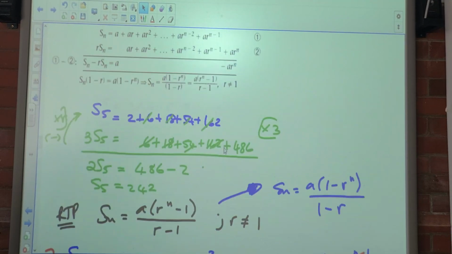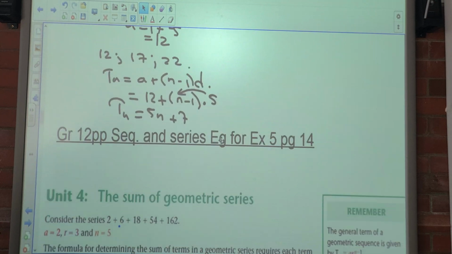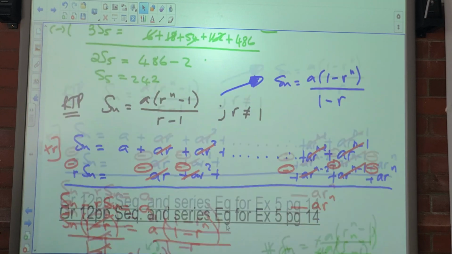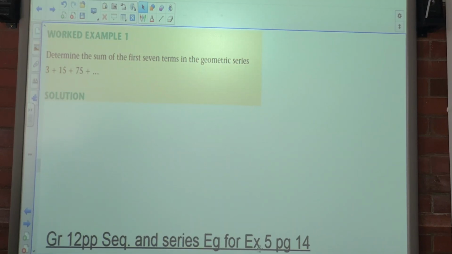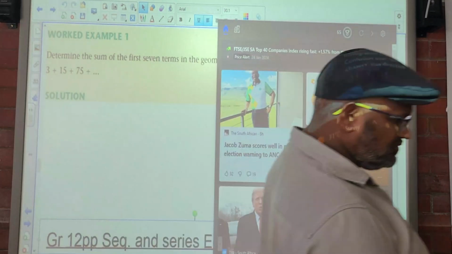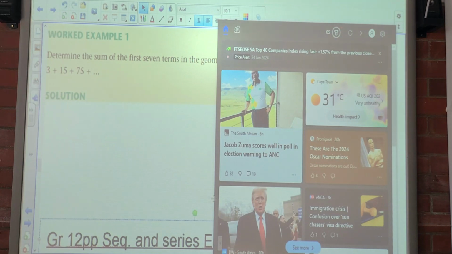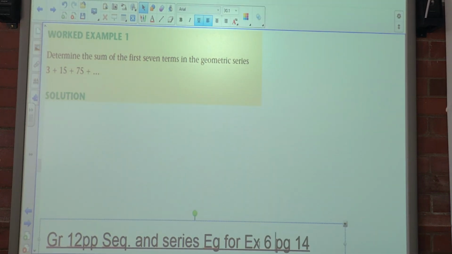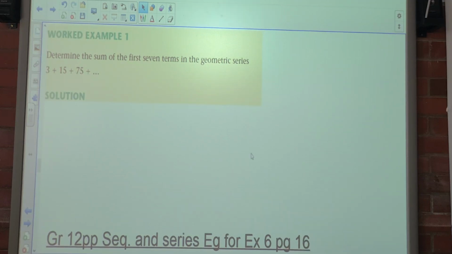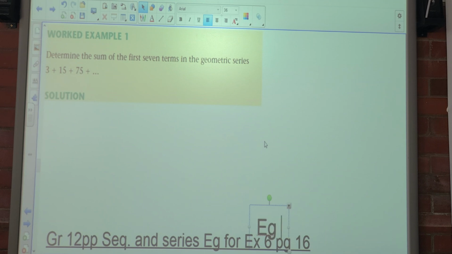People, we're looking at... There's no marker. We're looking at the examples for Exercise 6. Exercise 6 is on page 16. And this is example 1, on page 15.